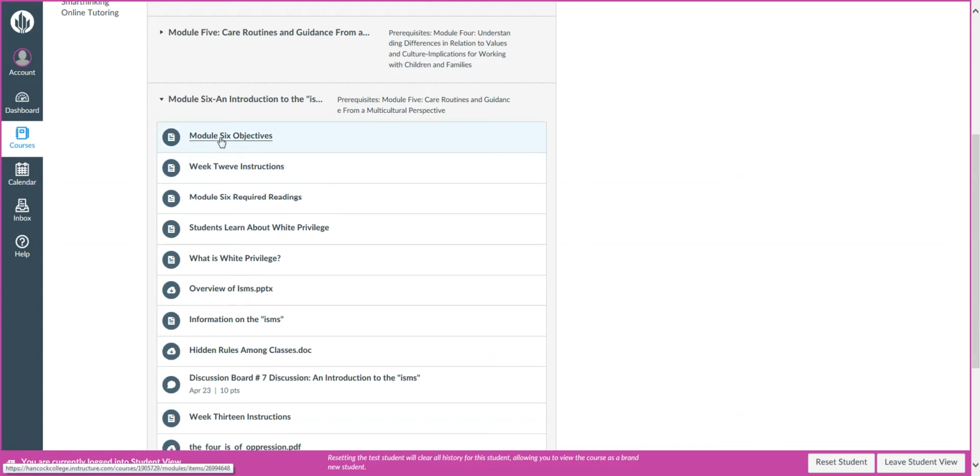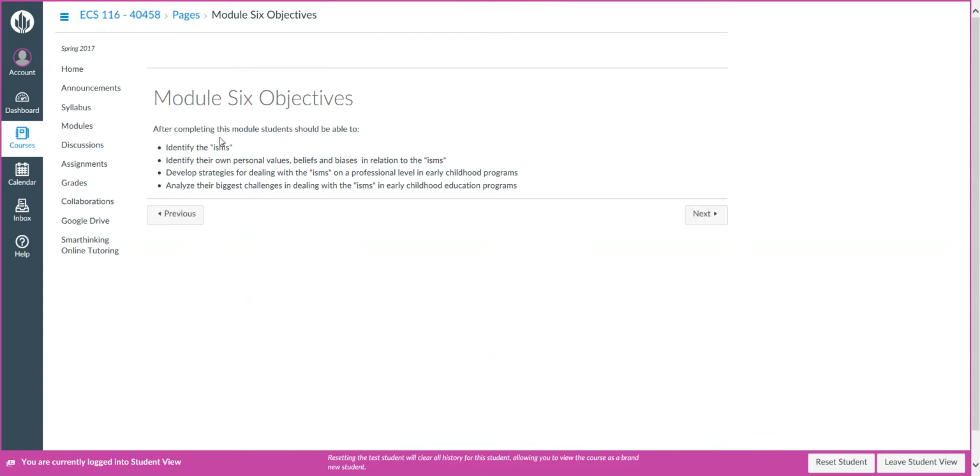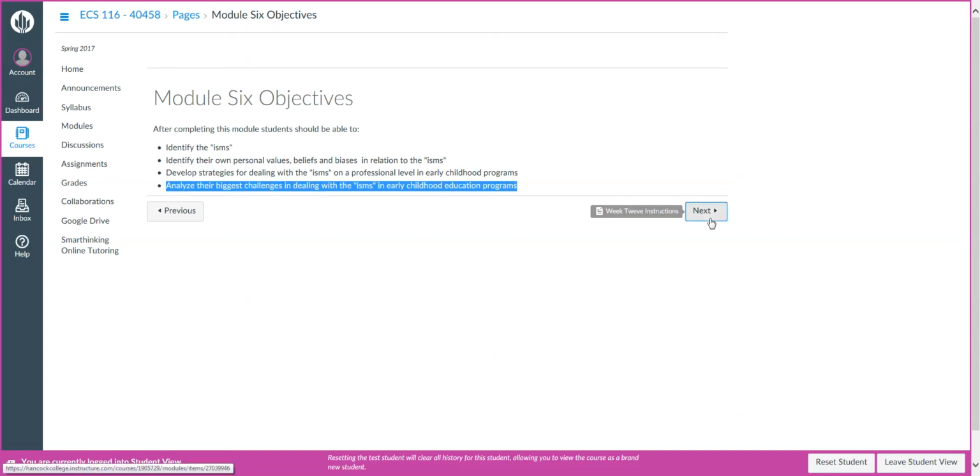So let's go ahead and take a look at our objectives for module 6. In module 6, you're going to be able to identify the isms. Also, I'm very interested in you being able to identify your own personal values, beliefs, and biases. So this word bias is going to come up, and please know that everyone has biases. Third, develop strategies for dealing with the isms on a professional level in early childhood programs. And then our fourth objective is to analyze the biggest challenges in dealing with the isms in early childhood programs.